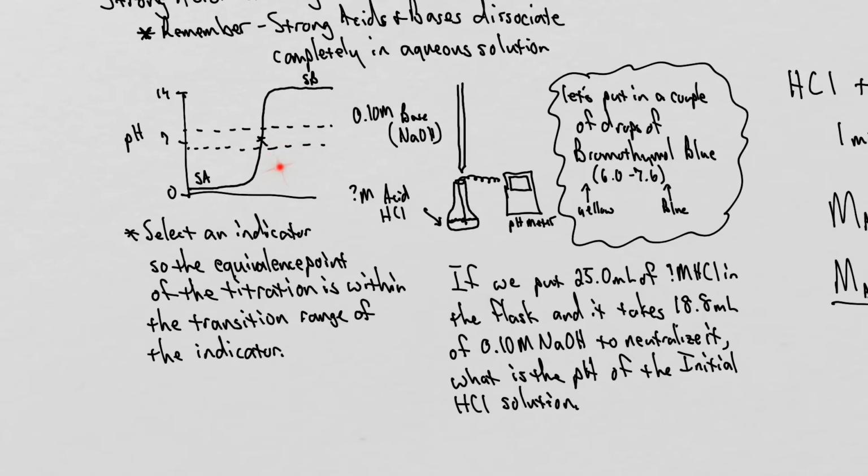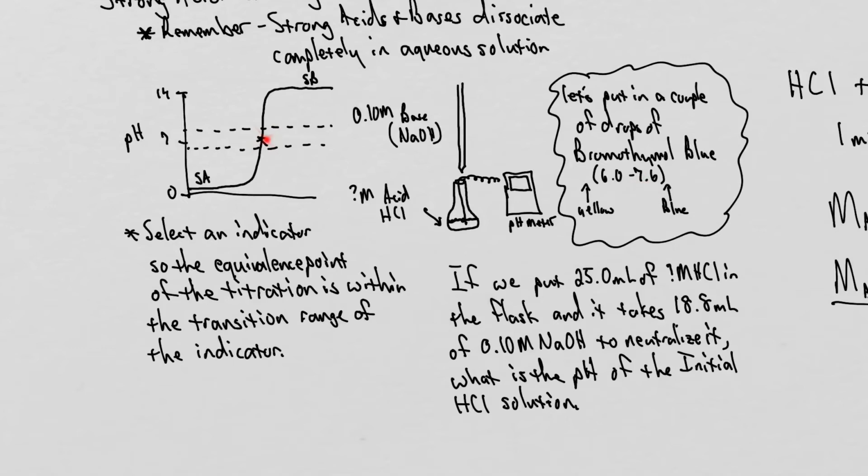So like below this, we might pick one called bromothymol blue. Bromothymol blue is yellow below a pH of 6. So down here our solution would be yellow. And as we drip base into it, it would turn blue right at this point. And so above 7.6.